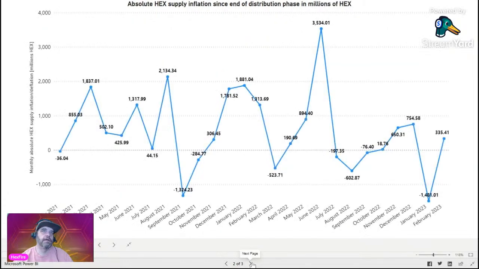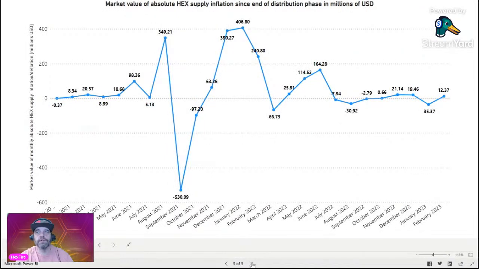The second in this set is taking the hex that was used to calculate that, and we're going to get into the calculations in a minute, and reporting those. What's the difference in terms of hex month over month? And in this chart, this is in millions of hex. All right. And then the third is in dollars, taking the TWAP, which is the time weighted average price at the end of the month, the reporting day that I'm capturing this information, and multiplying that by the number of hex.